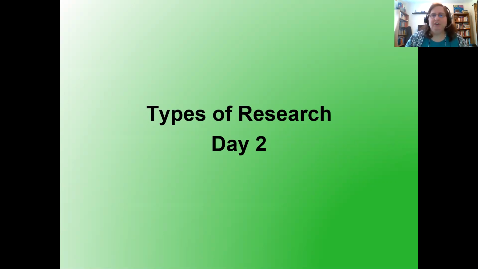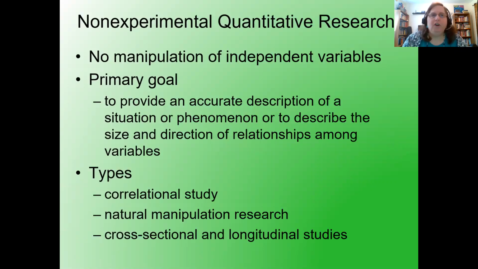So last time we spent a lot of time talking about the psychological experiment and experimental types of research. However, there's also non-experimental quantitative research, where there's no manipulation of the independent variable. So in this case, what we're trying to do is provide an accurate description of a situation or phenomenon, or to describe the size and direction of relationships among variables.